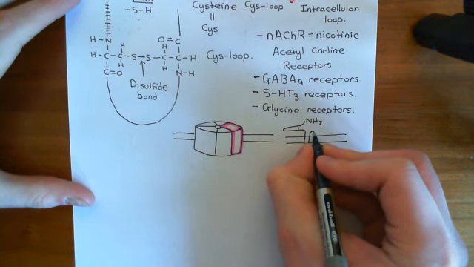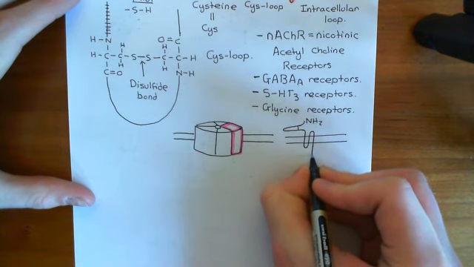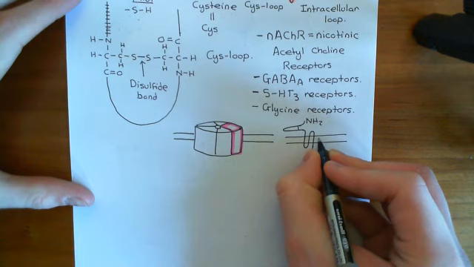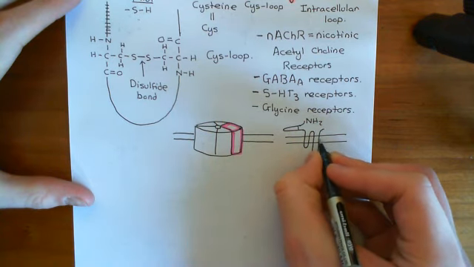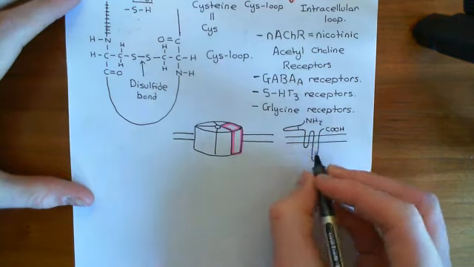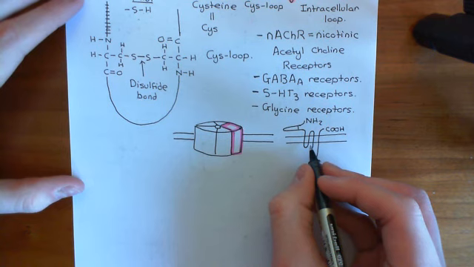We've got our second membrane-spanning alpha helix known as TM2. Our third membrane-spanning alpha helix known as TM3. This intracellular loop between TM3 and TM4. And then our TM4 and then our carboxylic acid terminus over here. So this is the structure of a 5-HT3 receptor subunit.